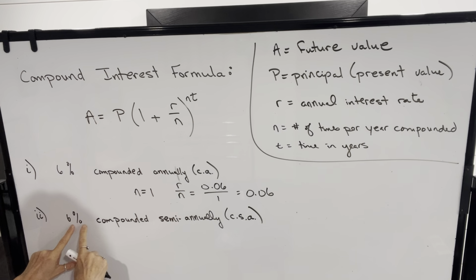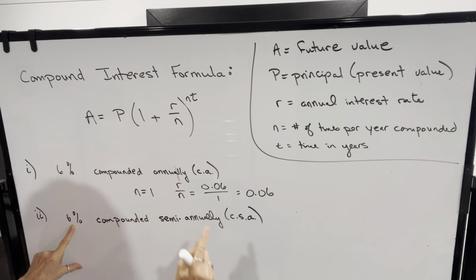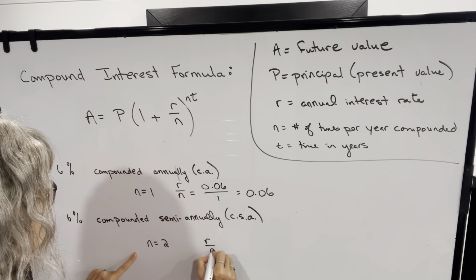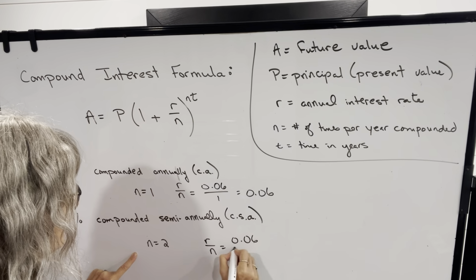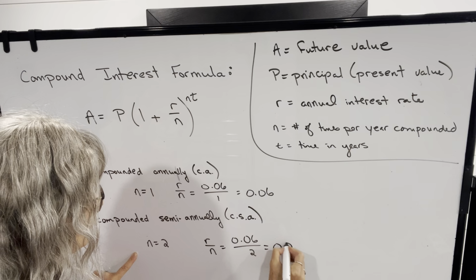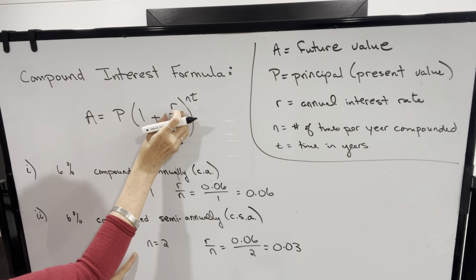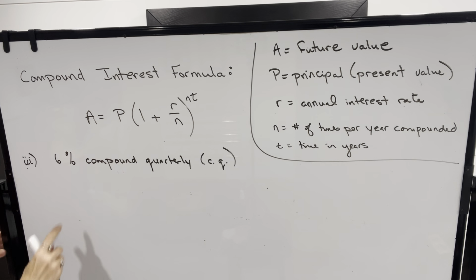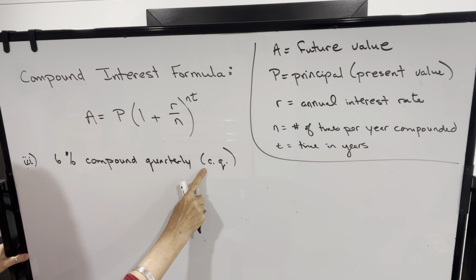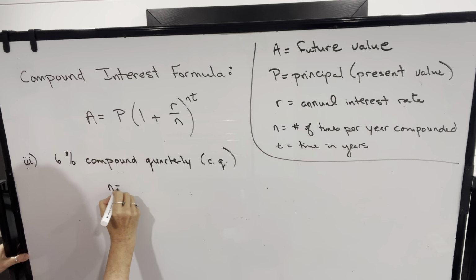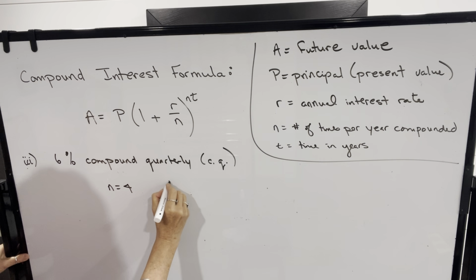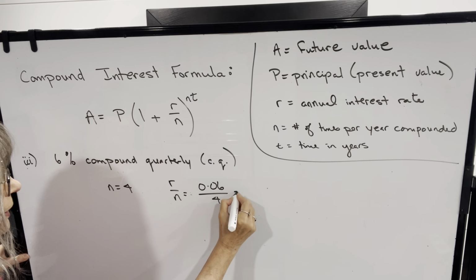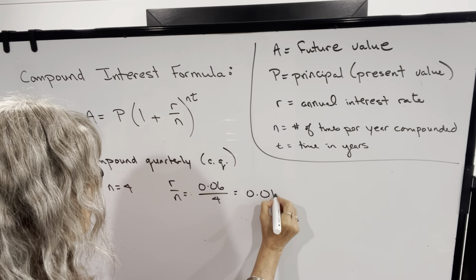On the other hand, if it was 6% compounded semi-annually, that's twice a year, so n is 2, and R over n would be 6% divided by 2, which is 0.03. So we'd have 0.03 as our interest rate per compound period in this example. If we had 6% compounded quarterly, that means 4 times a year, so n will be 4. And R over n will be 0.06 divided by 4, which is equal to 0.015.